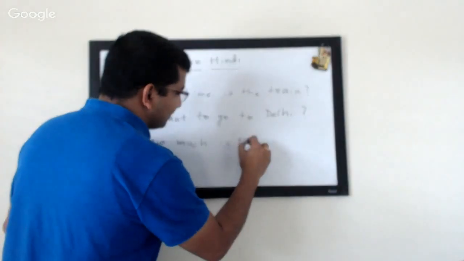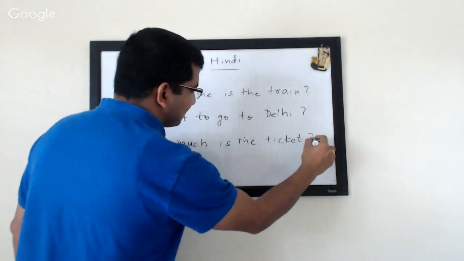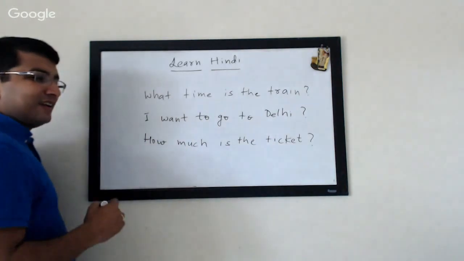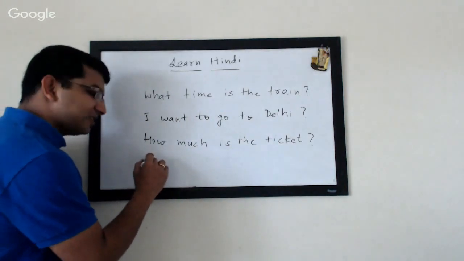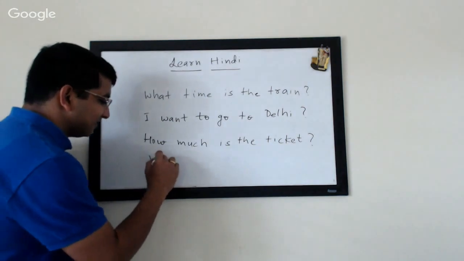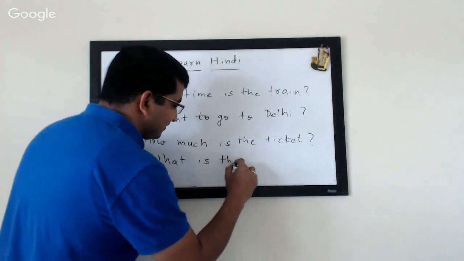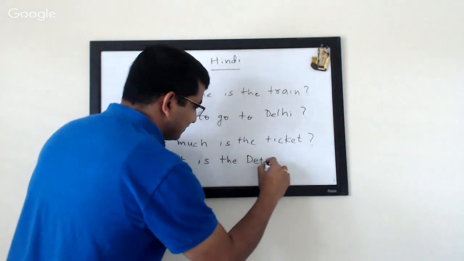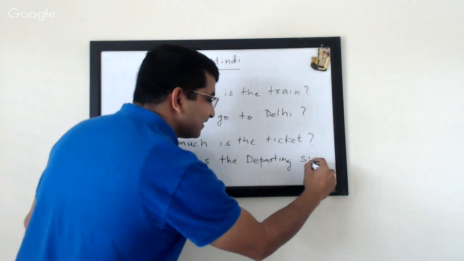How much is the ticket? What else? Where does the train leave from? Okay. Departing station. What is the departing station? What else? Anybody from audience?